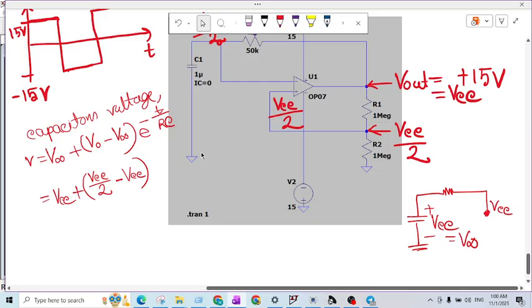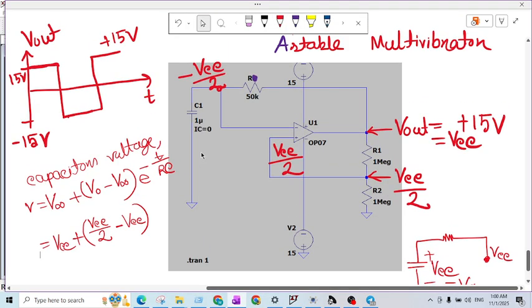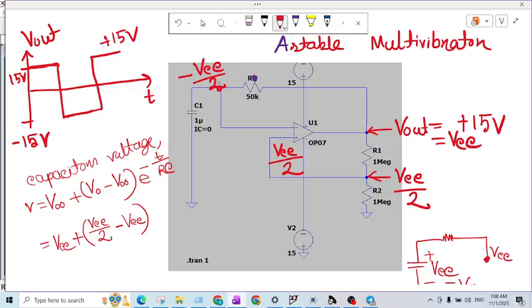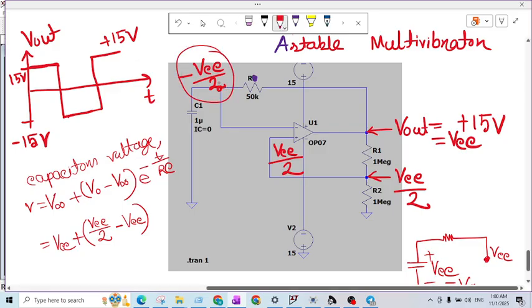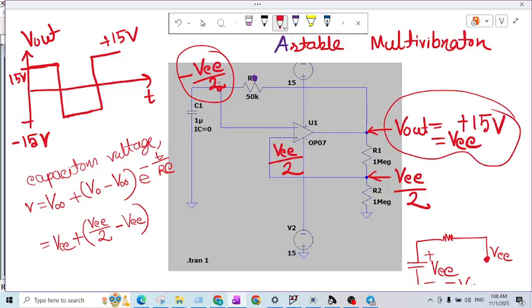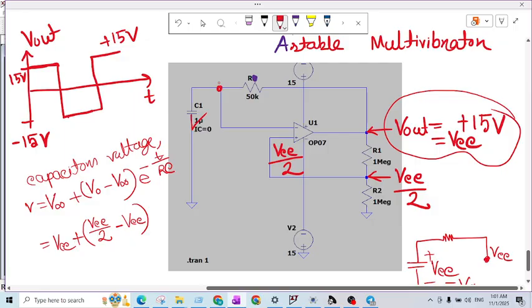Okay, and now when the transition will occur, the transition will occur when this capacitor's voltage is not charging, right? You see this voltage is minus VCC by 2, but output voltage is VCC. That means capacitor will be charged, and now capacitor's voltage will be minus 3, minus 2, minus 1, 0, 1, 2.